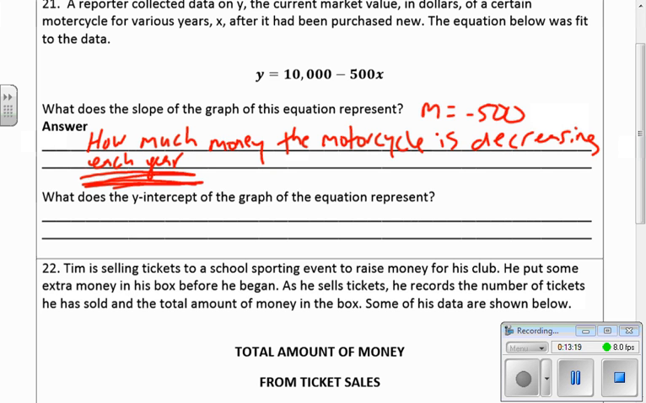What does the y-intercept represent? Well, the y-intercept is $10,000. We're talking about a motorcycle. The y-intercept is another word for initial value or starting point. So you can say that the y-intercept is the initial value of the motorcycle, and that's it. So expect a question that looks like this.